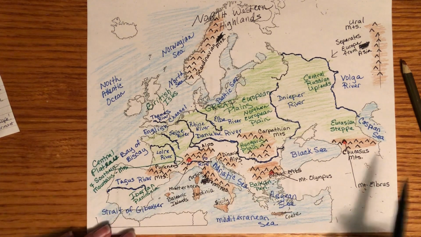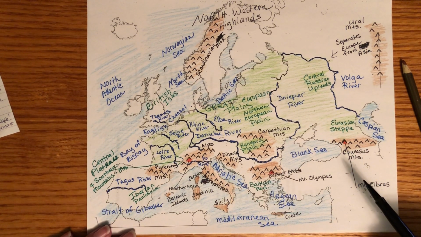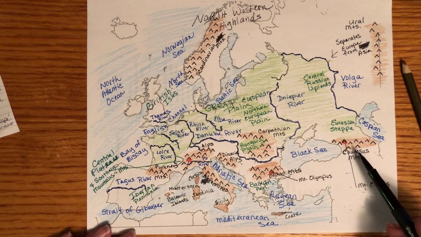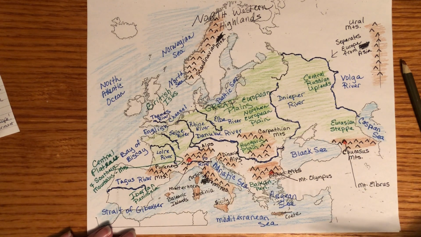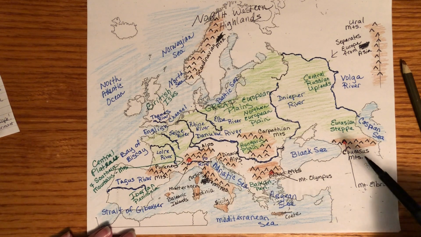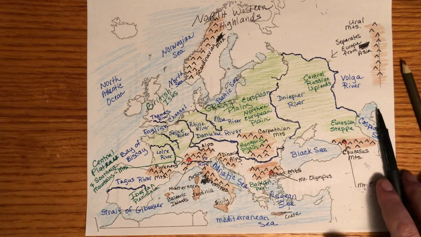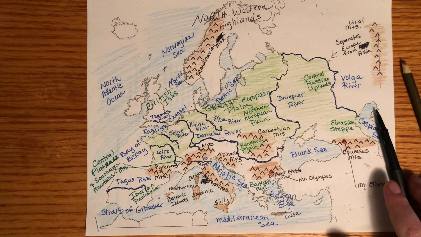M-T-E-L-B-R-U-S. This is part of the Caucasus Mountains. It's about 18,510 feet. This is the highest mountain in Europe. And it is a dormant volcano located in the Caucasus Mountains in southern Russia.